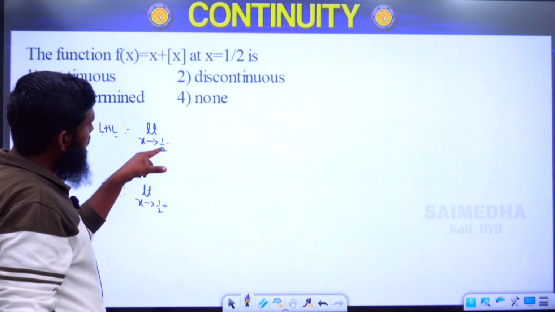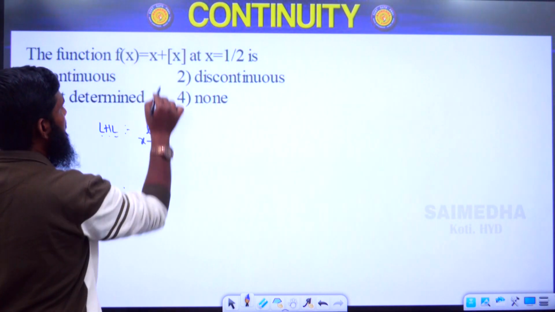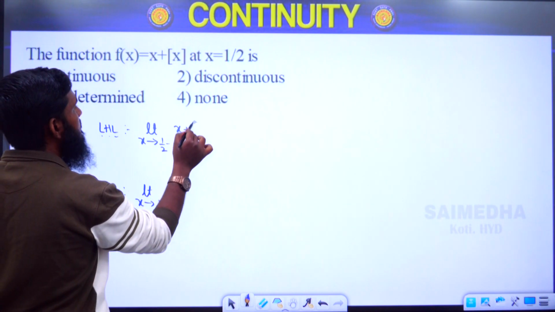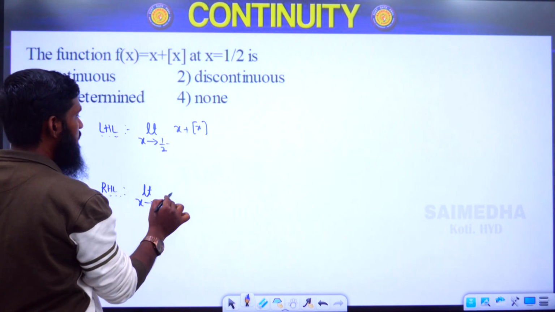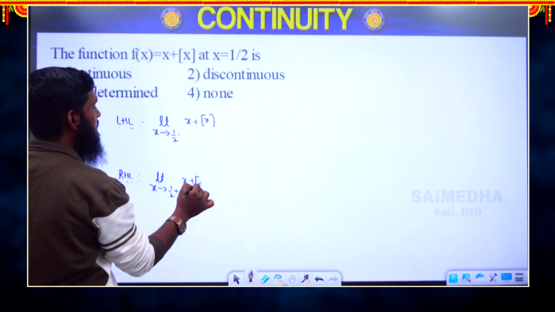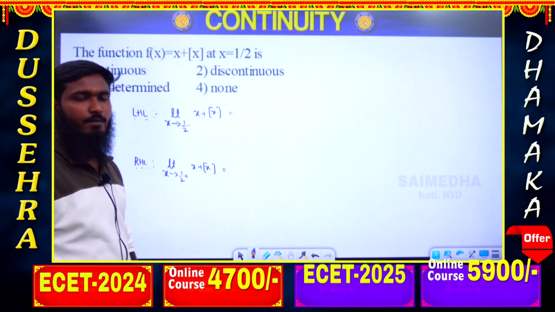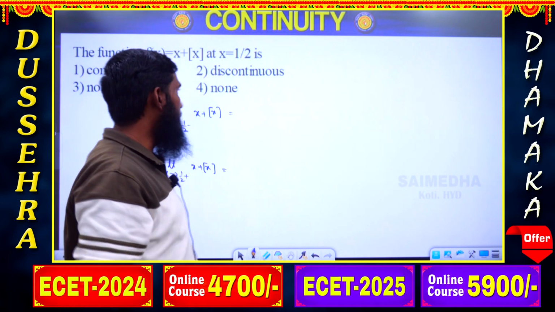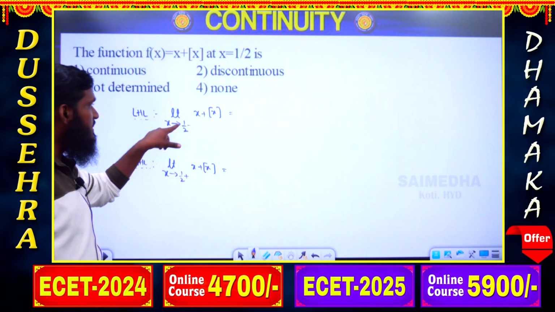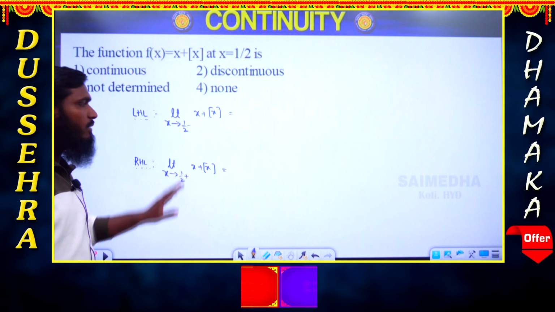So limit x tends to 1 by 2 minus. What is the function we are having over here? x plus bracket of x. And over here also, x plus bracket of x. So this is the LHL value and the RHL value we have to find. LHL value means limit x tends to 1 by 2 minus, and RHL means limit x tends to 1 by 2 plus.